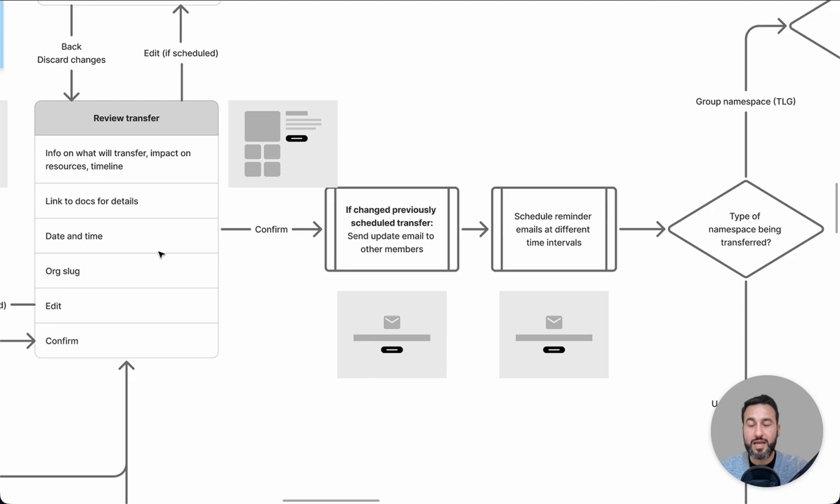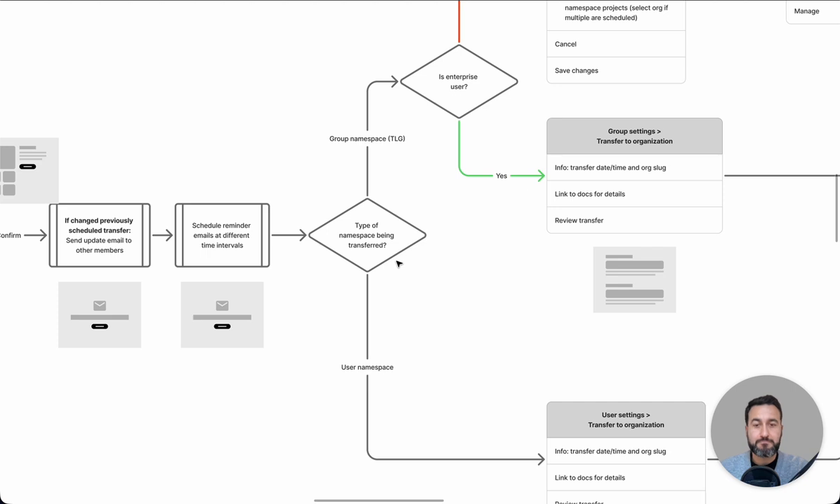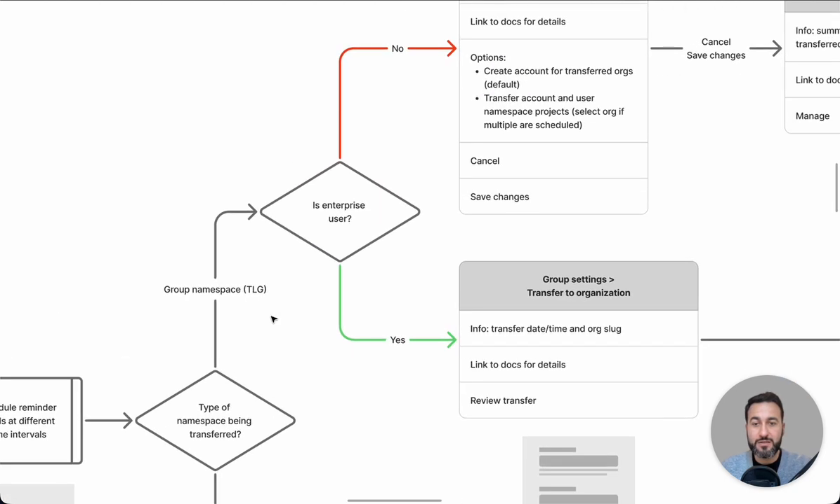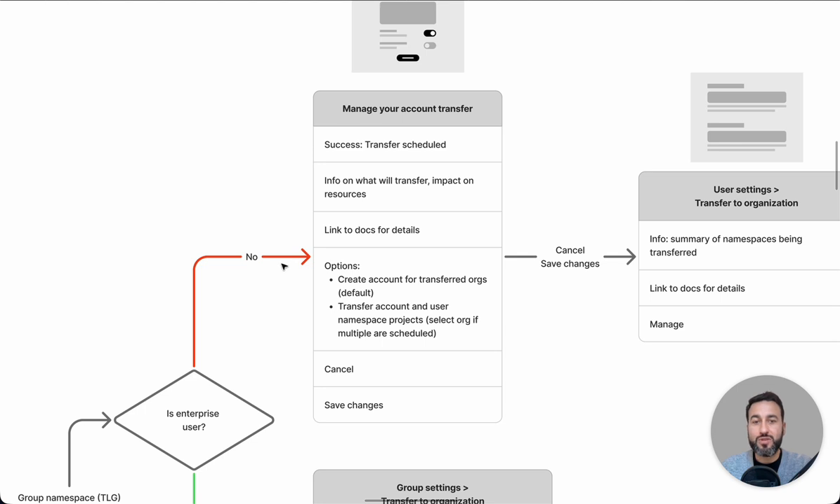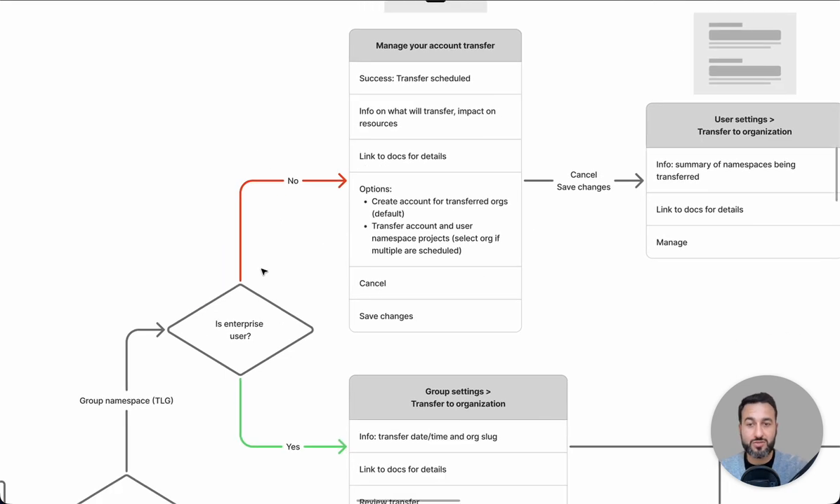If I'm okay with it and I confirm, there's this whole flow, and basically we now have to understand what is being transferred. And if we're seeing a transfer of a group namespace, so a top level group, and I am not an enterprise user, I will go to the manage account transfer. So this now shows me information specific to my user account and how my user account might be affected by the transfer of this top level group into an organization, because I am not an enterprise user, I'm a personal user.